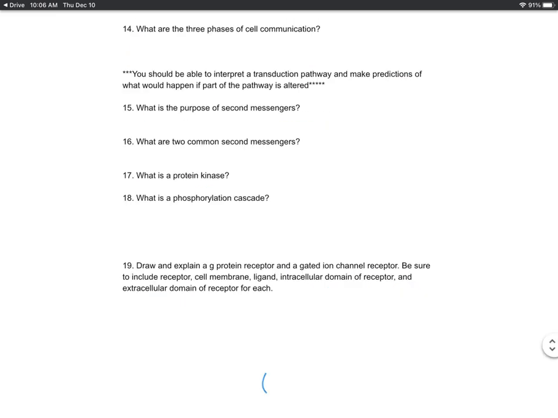Cell communication: reception, transduction, response. Most of what you need to review and practice for cell communication is the actual practice AP questions, so the ones that we did in class that were multiple choice, as well as the ones on the AP classroom website are going to be the best place to review and practice analyzing those examples and going through the process.